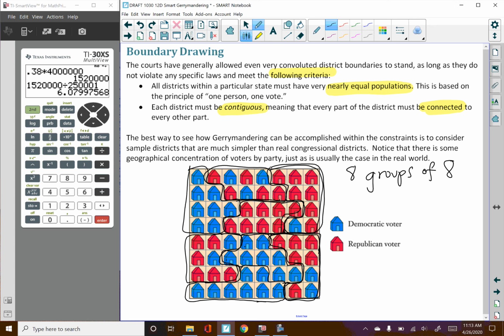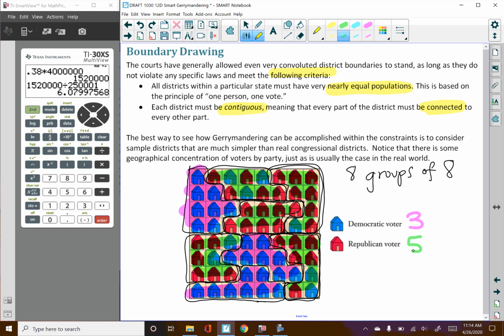Okay, so by concentrating the Democrats as much as possible, I have created a situation where I have 1, 2, 3 that would be won by Democrats, and then the other ones, this one would definitely be Republican, Republican, Republican, Republican, and Republican. So we have 5 that have Republican voters.